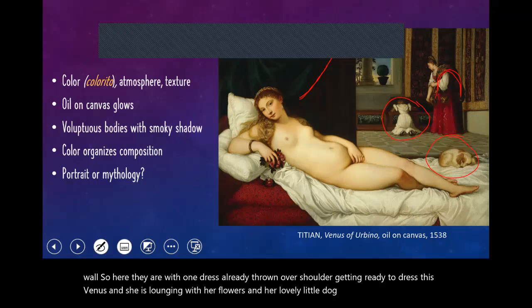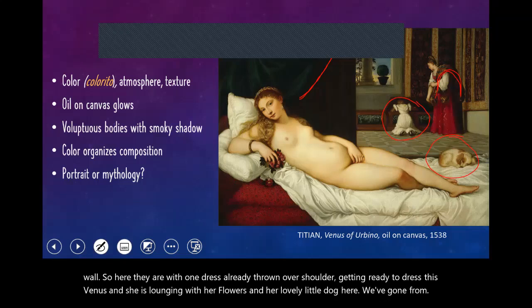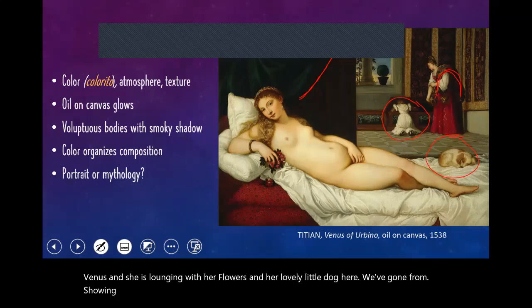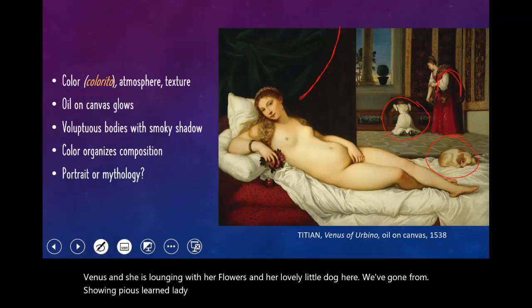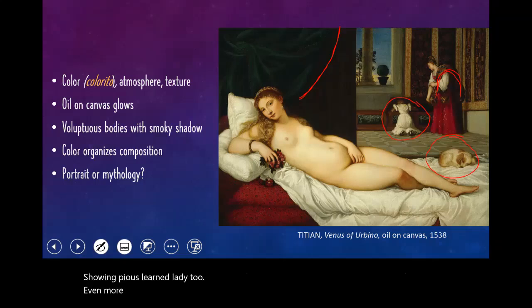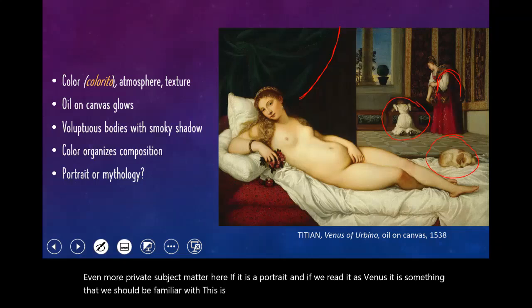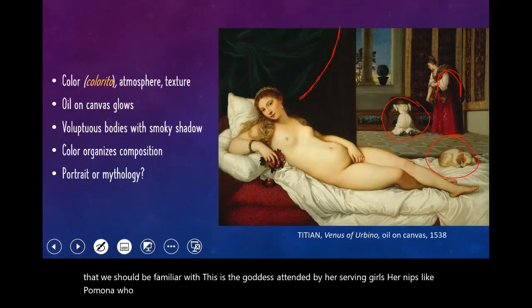We've gone from showing a pious, learned lady to even more private subject matter here, if it is a portrait. And if we read it as Venus, this is something that we should be familiar with. This is the goddess attended by her serving girls, her nymphs, like Pomona, who even in Botticelli's version has a dress, has clothes to robe her mistress in.